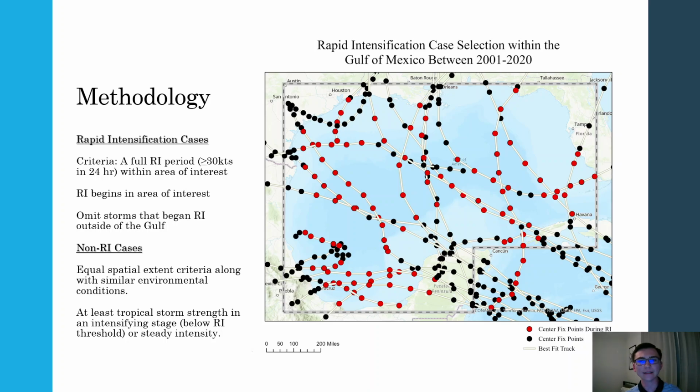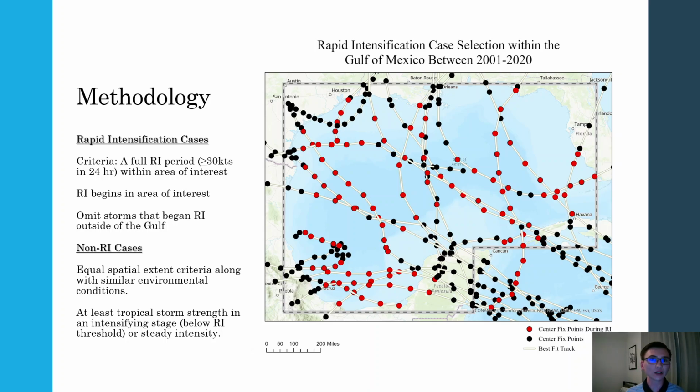Here are the cases of rapid intensification that were identified between 2001 and 2020. On the map there you see the gray dashed line, that's the boundary indicated for the Gulf of Mexico. Here are the tracks of all the storms that did undergo an RI period. Again, that's a 30 knot or greater increase within 24 hours within the area of interest. Cases were selected as RI begins in the area of interest.